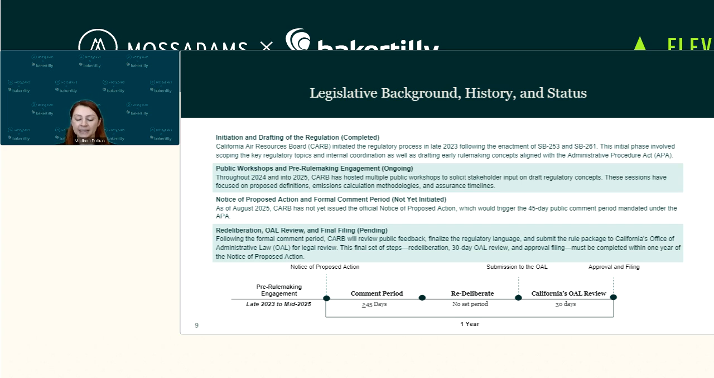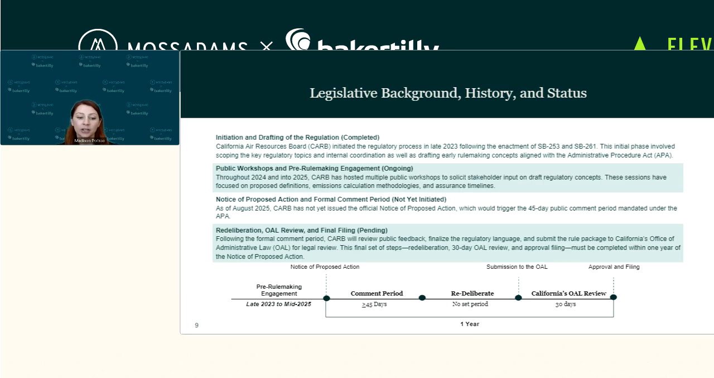Once that comment period ends, CARB will enter a final deliberation phase. So reviewing public input, finalizing the language, and then submitting the package to the Office of Administrative Law, or OAL. OAL will then have 30 days to complete its legal review before the rule can be approved and filed. So per this APA timeline, this entire process from the issuance of the notice of proposed action to final filing must be completed within 1 year. So you can see this visually at the bottom of this slide. The timeline runs from late 2023 to, we're now into, mid 2025, with clear sequencing between public engagement, the comment window, OAL review, and final filing.